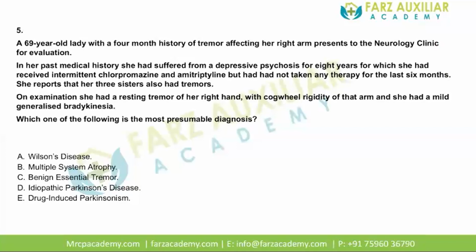A 69-year-old lady with a 4-month history of tremor affecting her right arm presents to the neuro clinic for evaluation. A past medical history is that she suffers from a depressive psychosis for 8 years, for which she has received intermittent chlorpromazine and amitriptyline, but these have been stopped for the last 6 months. She has three sisters who also have tremors. On clinical examination, she has a resting tremor of her right hand. Cogwheel rigidity is present and she has mild generalized bradykinesia. What is the most presumable diagnosis?